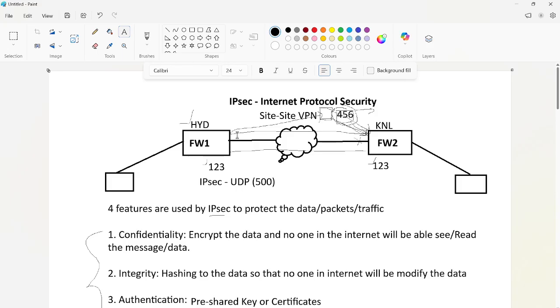So if you want to share your information securely, we are forming a logical tunnel. This is not directly connected. We are logically forming a tunnel between your branch offices by using all these features.